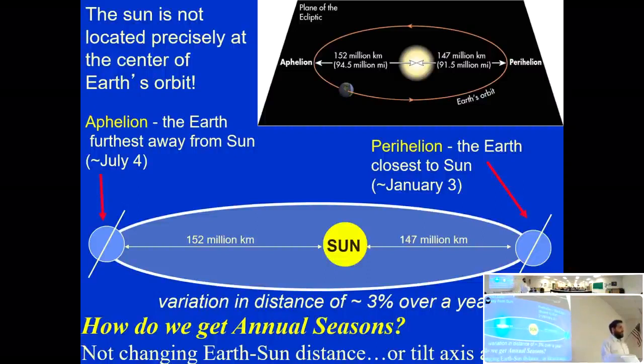So that's kind of nice because it actually does play a small role in making our winters a little bit not so bad in the northern hemisphere and making our summers not so hot. Because that does play a small difference in climate, right? How far away or how close we are to the sun. Okay, so anyway, that's the aphelion and perihelion.